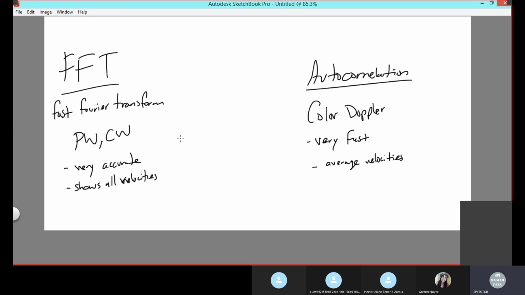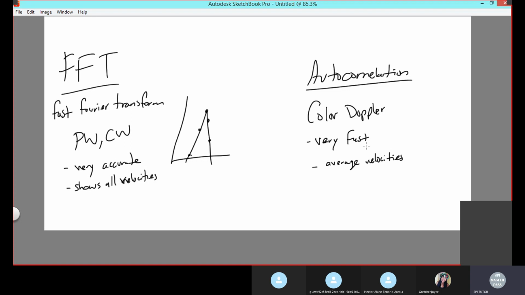Okay, so why is pulse wave accurate? How does it show me all velocities, pulse wave or continuous wave? Because in pulse wave or continuous wave, you get a waveform. And in that waveform, you can pick any part of that waveform and it will tell you what the velocity is. You can pick this part right here, the peak, this part, any part, and it tells you how fast it is. It's giving you the raw data, and you do whatever you want with it, okay? So it shows you all the velocities and is very accurate.